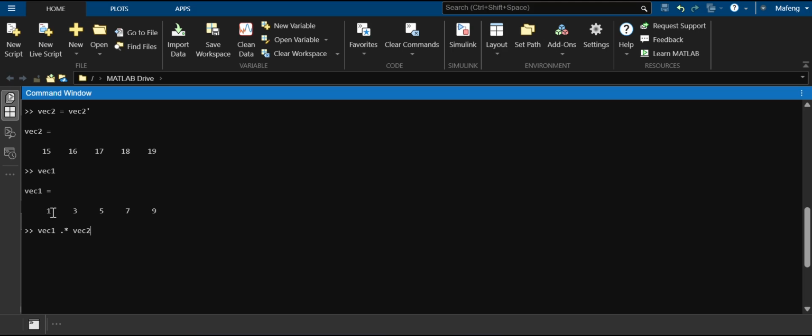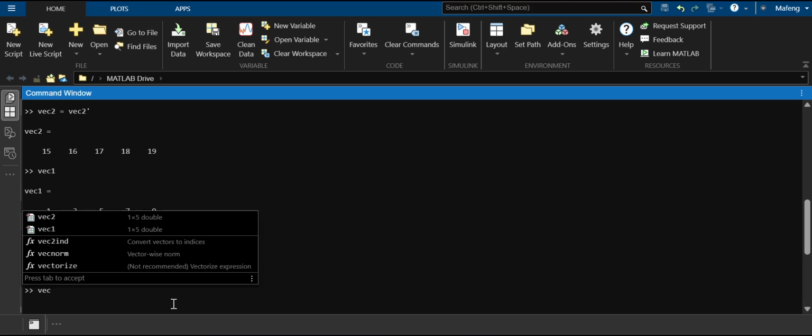So that 1 here will multiply 15, 3 here will multiply 16, 5, 17, 7, 18, and 9, 19. So that's what happens here. So this times this, this times this, this times this. But this is element-wise operation, multiplication, sorry. So this is the operator for element-wise multiplication. You want the corresponding elements in both matrices or vectors to multiply each other. So that is element-wise multiplication.